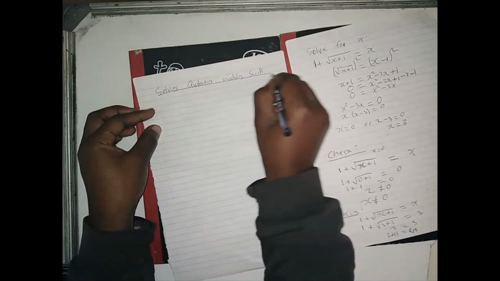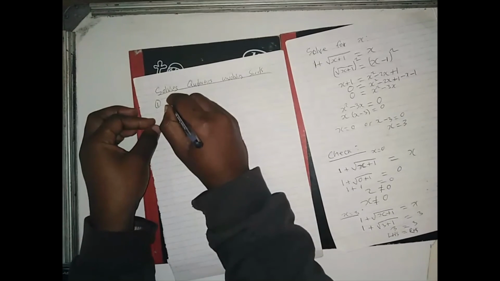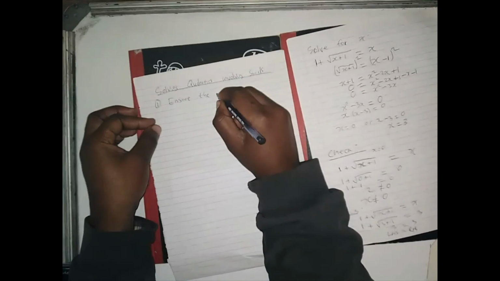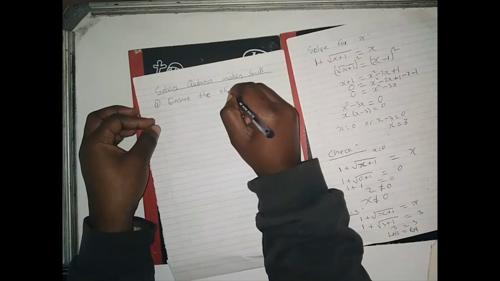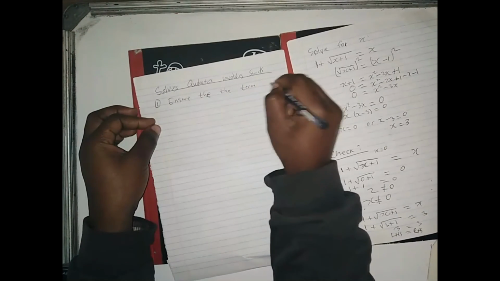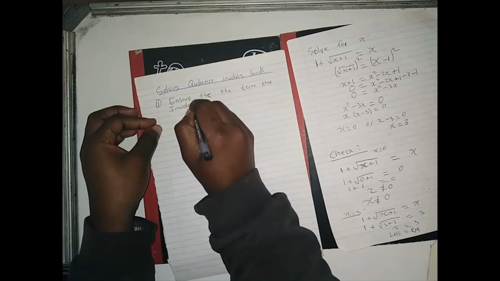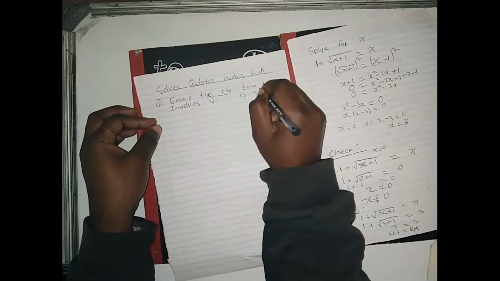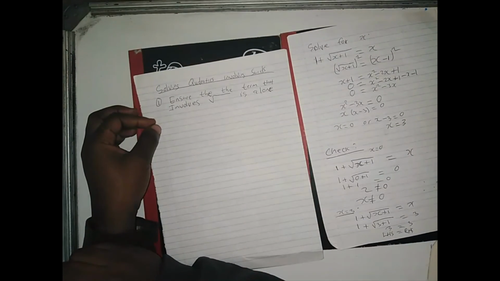We're going to write steps together. Step number 1: ensure that the term that involves the square root is alone. Very important. Make sure that the term that involves the square root is alone. If it's not alone, use some means to make sure that it is alone.